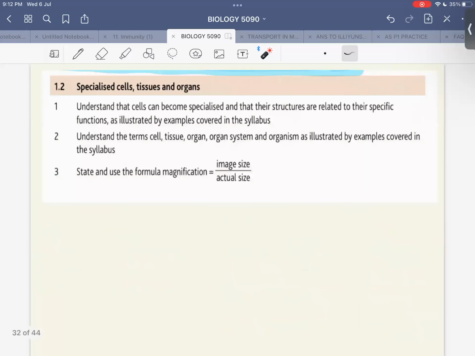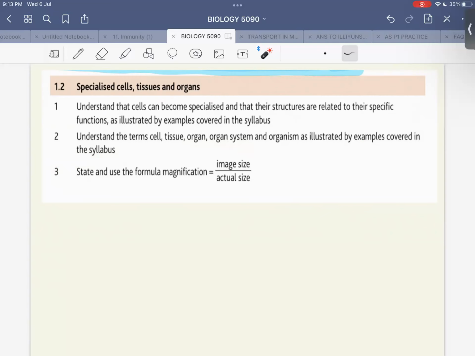Now we will be moving on to the specialized cells, tissues, and organs unit, which is unit 1.2. In this, I will be dealing with the first learning outcome, and in a way I'll be touching on the second learning outcome as well, which is understanding that cells can become specialized and that their structures are related to their specific functions, as illustrated by examples covered in the syllabus. We'll also understand the terms cell, tissue, organ, system, and organism, as illustrated by examples covered in the syllabus. We won't be touching the third learning outcome, which is about using formulae and doing some calculations. So we won't be doing that today.